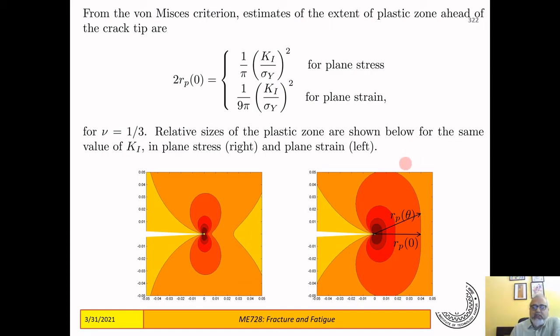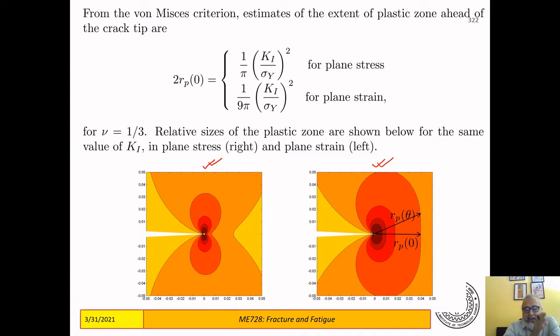We have looked at the plastic zone size and shape in front of a sharp crack tip, based on Tresca and von Mises yield criteria. For example, for the von Mises yield criteria, this is the crack tip plastic zone in plane strain, and this is the crack tip plastic zone in plane stress. Both von Mises and Tresca yield criteria tell you that the plastic zone in plane strain is much smaller than the plastic zone in plane stress.